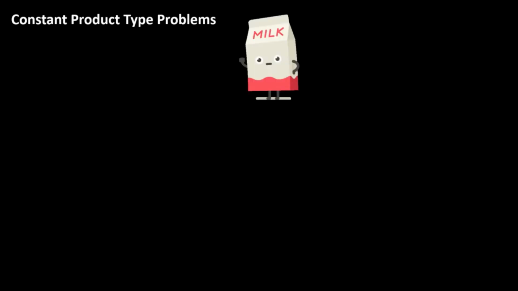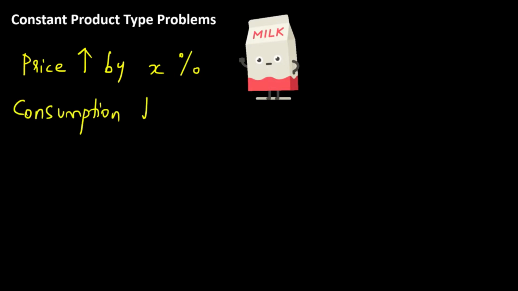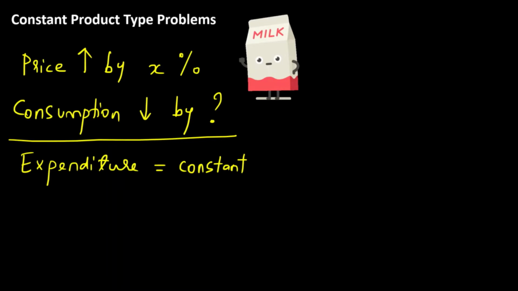In this video, let's try to understand constant product type problems. Alright, so you have a family that is next to you and they love milk. Say the price of a packet of milk goes up by X percentage. Now, the question is, by how much should that family reduce the consumption of milk so that the expenditure remains constant? So this is a common type of question that you will see.